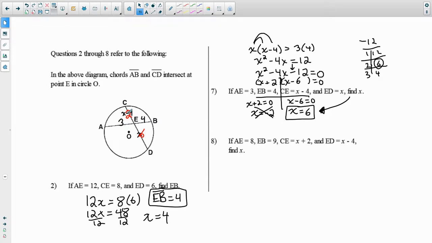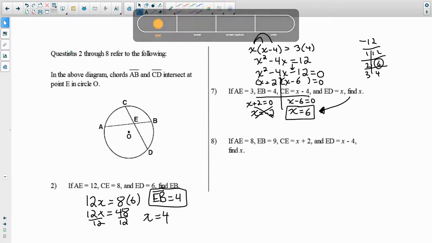The theorem says that these 2 parts, 3 times 4, which are 12, should be equal to the product of these 2 parts, 2 times 6, which is also 12. Now I'm going to get rid of these and do the final question, number 8 over here.